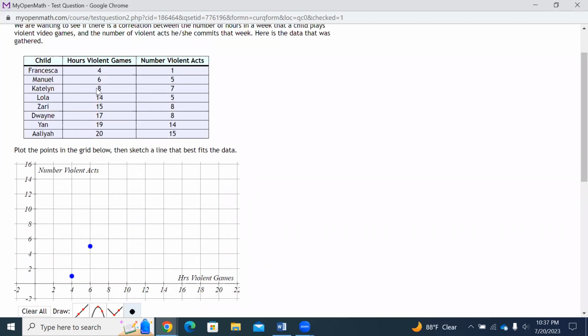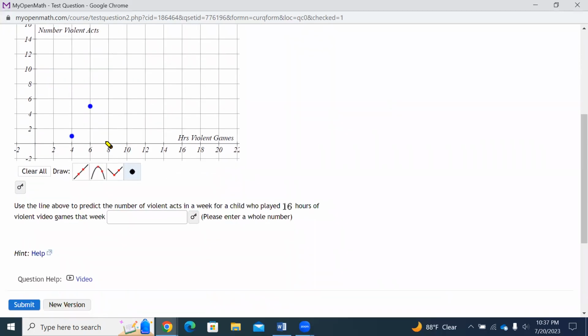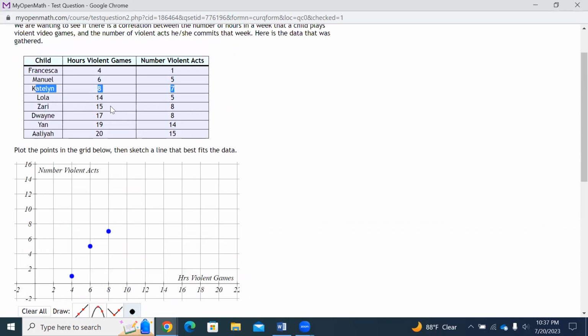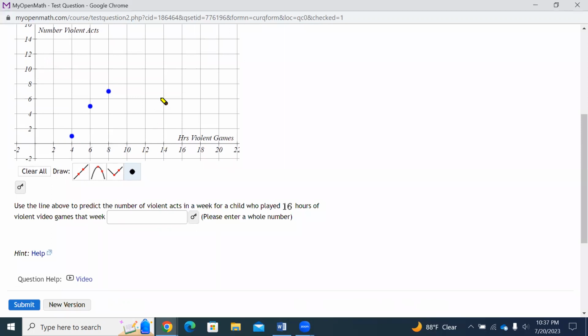Next person, Caitlin. What's Caitlin up to? Caitlin did an 8, 7. So over 8, up 7. Boom, there's Caitlin. She did 8 hours of violent video games and 7 violent acts. Lola, over 14, up 5. Lola loves those violent video games, 14 hours of them, but only did 5 violent acts during the week.